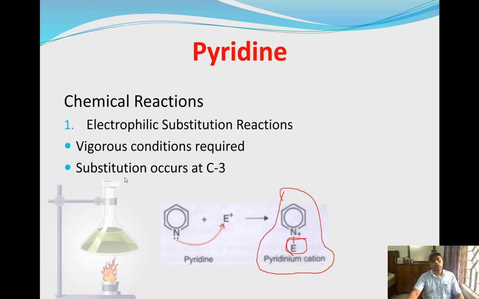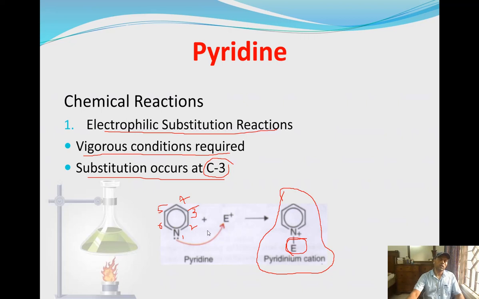But in vigorous conditions, electrophilic substitution reactions are going to happen, and the substitutions are going to take place at C3, at carbon 3. Where is carbon 3? This is position 1, this is position 2, this is 3, and this is 4, right? This is 5, and this is 6. The substitution is going to take place at carbon number 3.